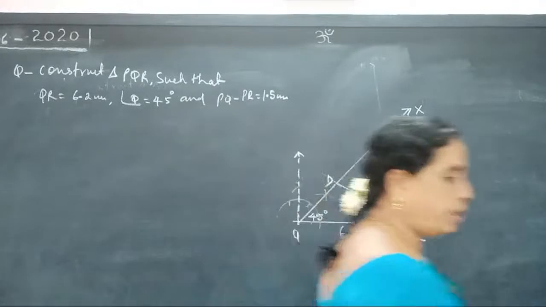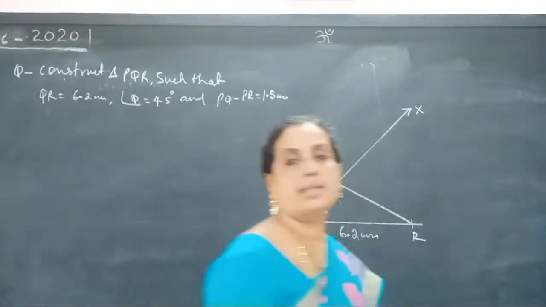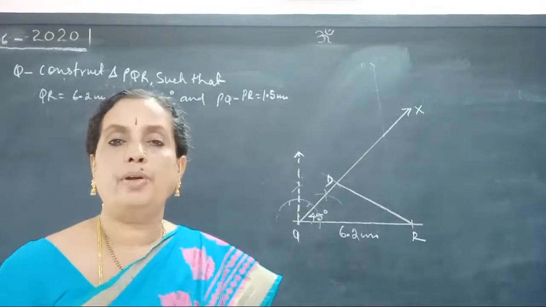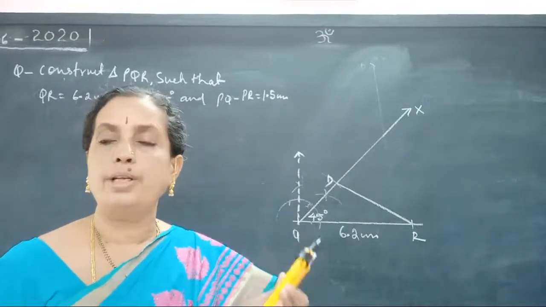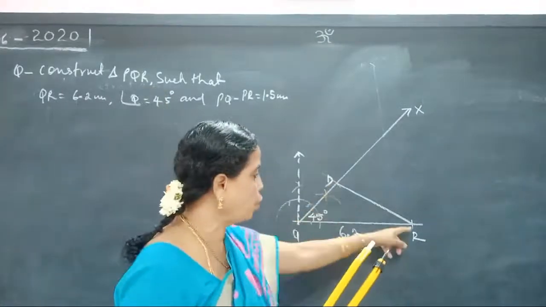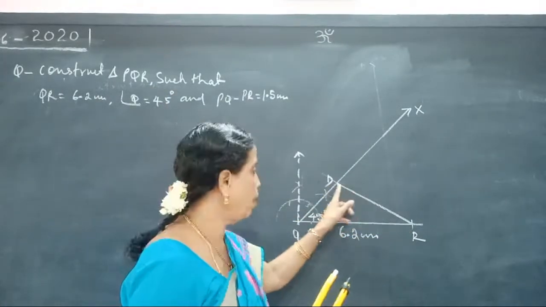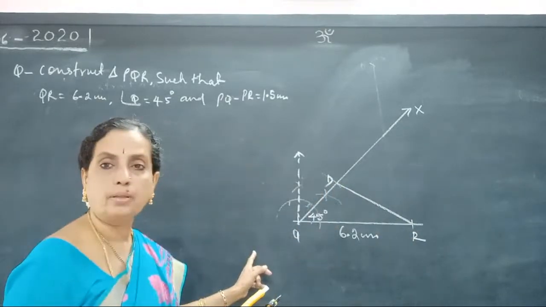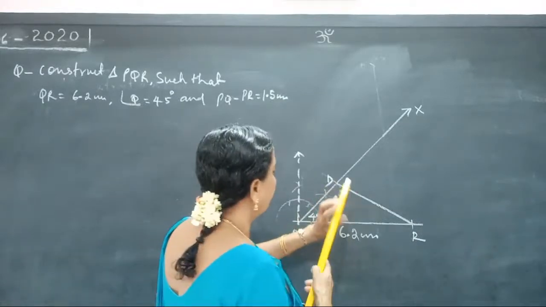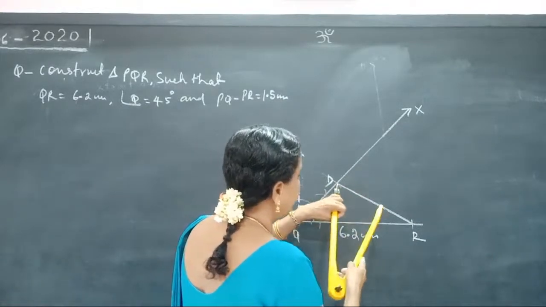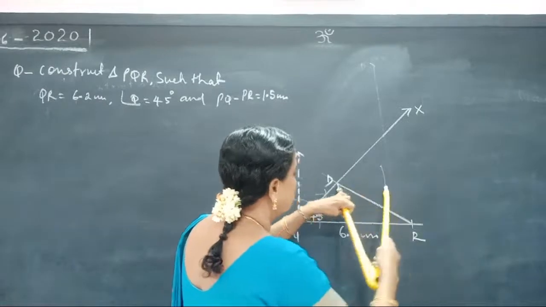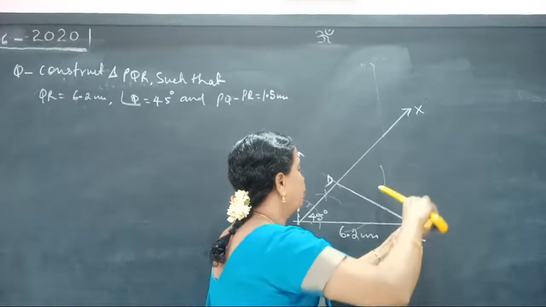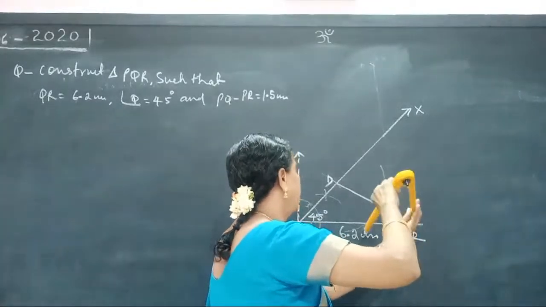So now construct like the previous construction. Here also, construct the perpendicular bisector. To which side? The point where it is joined to the base. You have to draw the bisector to DR, not to DQ. Clear? So taking more than half of DR, draw arcs on either side like this. Cut off the forward arc so that you will get the perpendicular bisector.